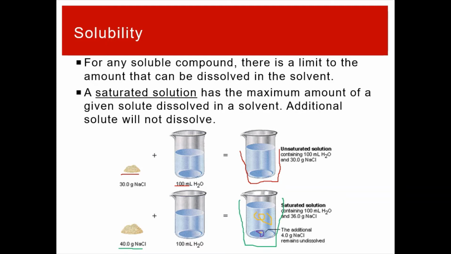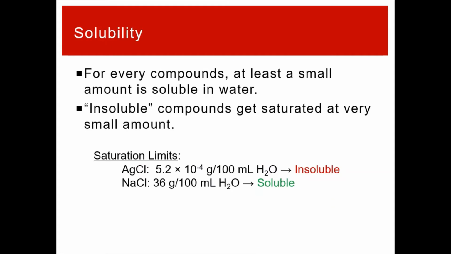Saturated solutions have the maximum amount of a given solute in there. You've reached the maximum amount you can get dissolved in that solvent that you've chosen. It doesn't matter what you're trying to dissolve, you're always going to hit this saturation limit. So when we talk about solubility, what we're talking about is relative differences in where that saturation limit is. For example, something that is soluble, like sodium chloride in water, is 36 grams in 100 milliliters. That's 100 grams of water.